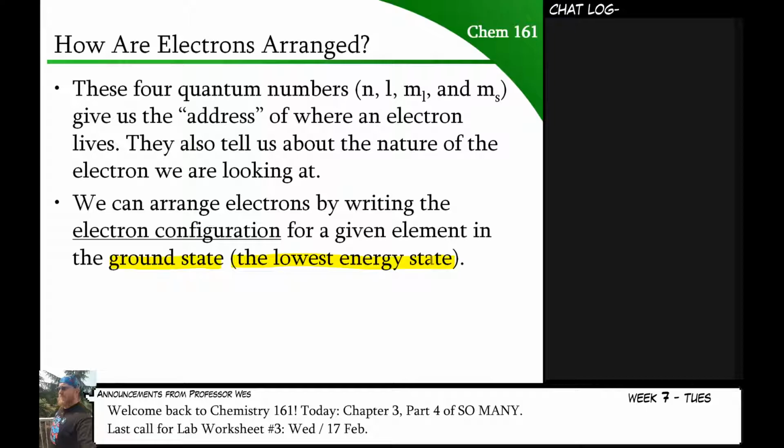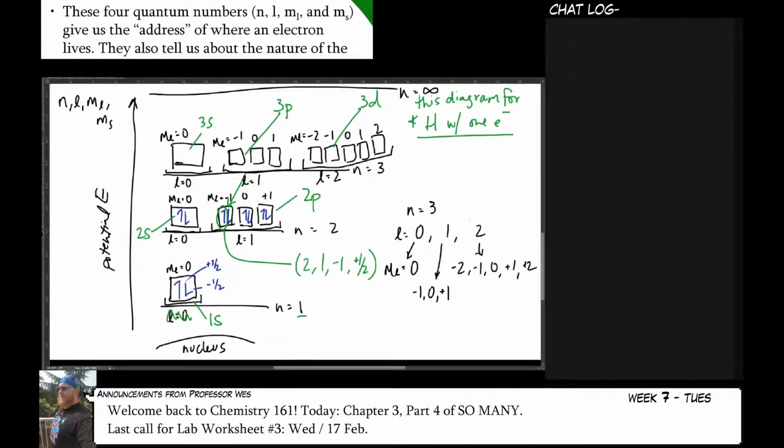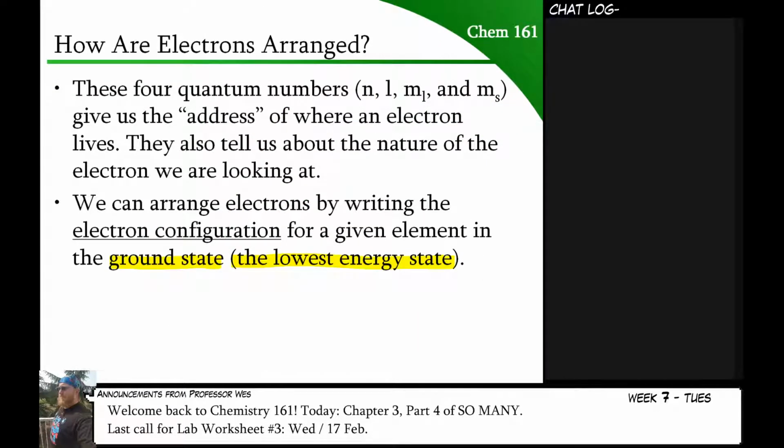So we can fill in the picture that we have here from bottom to top. Start at n equals 1, fill in all the electrons you can. Go to n equals 2, fill in all the electrons you can. And then so on and so forth. We're going to start by writing those electron configurations out in a sentence, and then show that in the diagram.